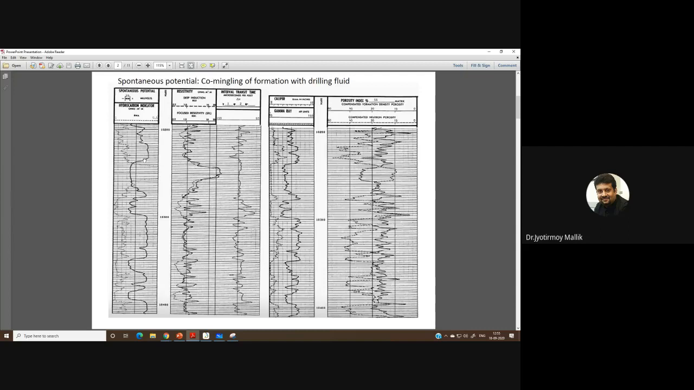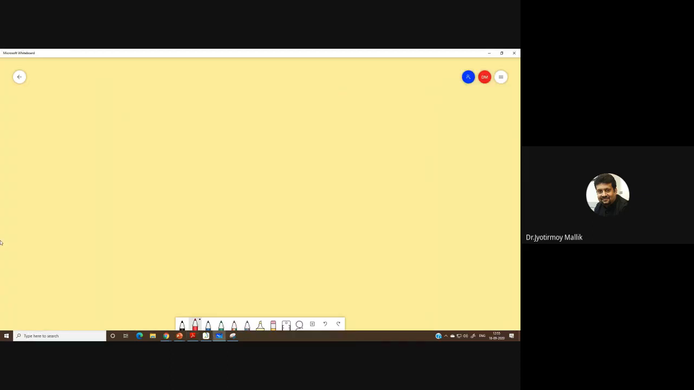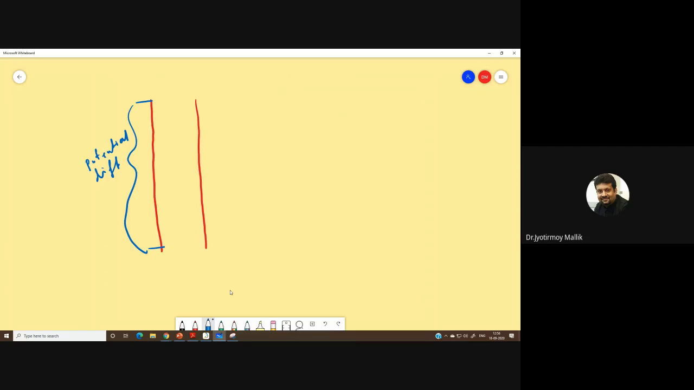Now, what spontaneous potential essentially records is that you have two electrodes. So let me just take the liberty to use the whiteboard. For example, if this is my well, I have two electrodes, maybe one here, another here, and you essentially calculate the spontaneous potential difference. In case of shell, the potential difference is higher, and in case of sandstone, it is slightly lower. So that's how we have distinguished between sandstone and shell.